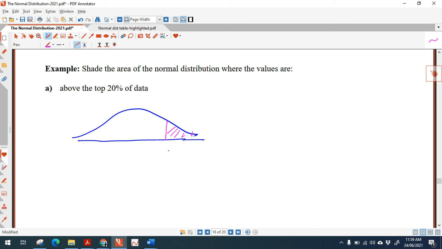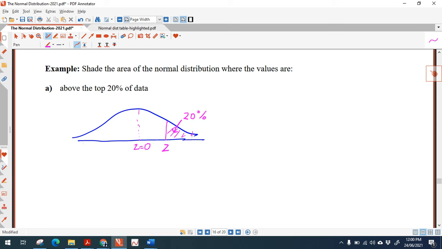Okay, and you want to find the z-score which corresponds to this. Now, don't forget, down the middle here, let's put a z-score of 0. Z equals 0 at the mean. So we know that we're going to be looking for a positive z-score, all right? Positive z-score. Now, this little section here is 20%.